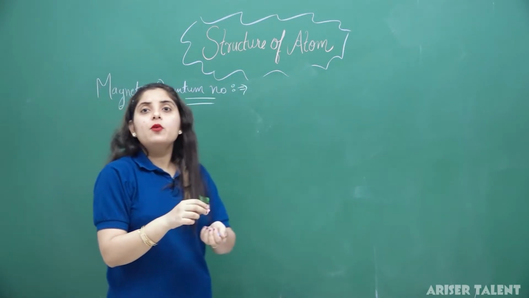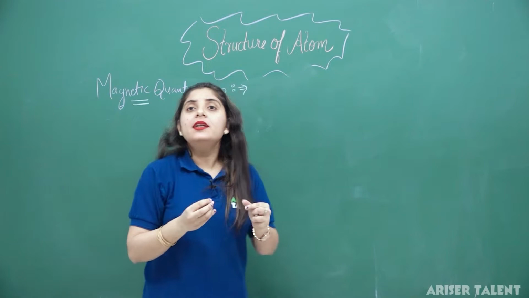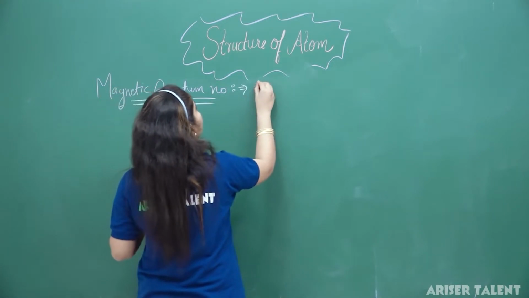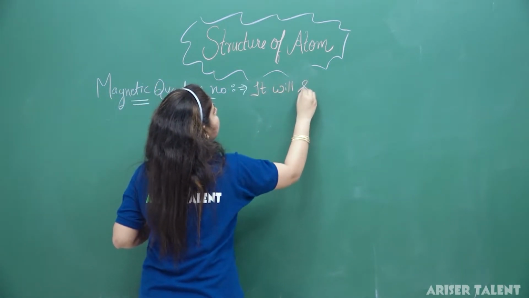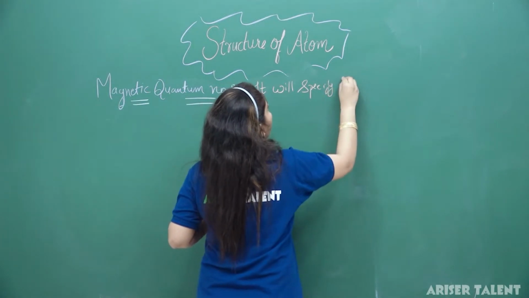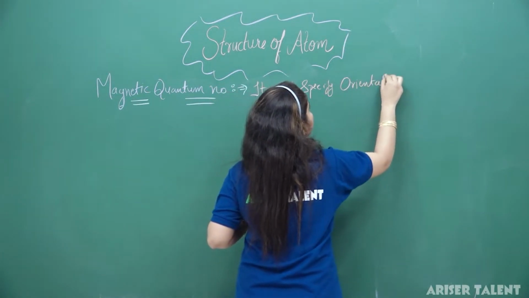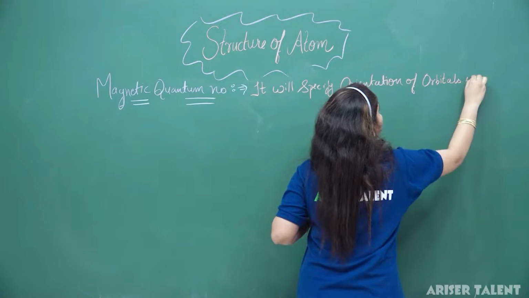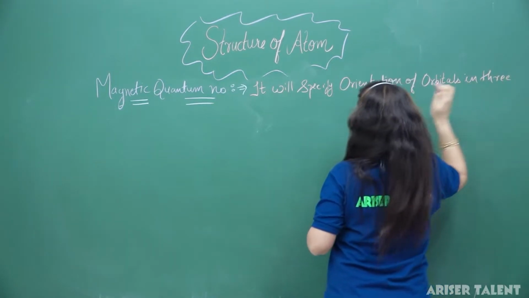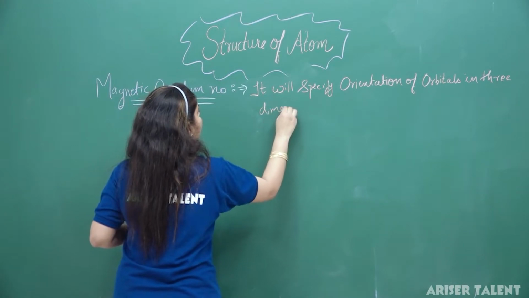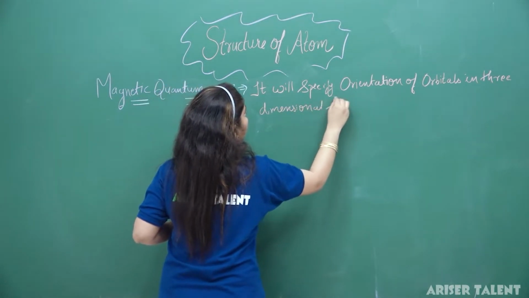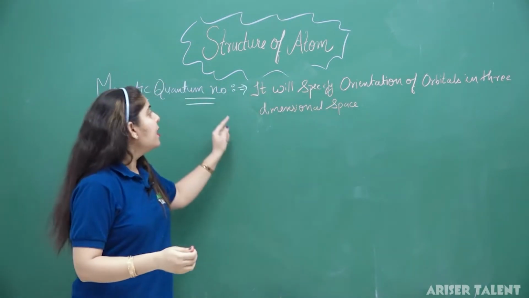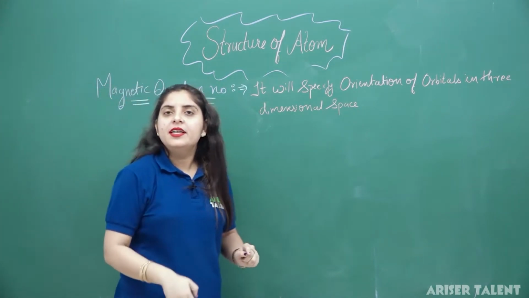So the magnetic quantum number will tell us about the direction or orientation of an orbital in three-dimensional space. So the magnetic quantum number will specify the particular orientation of an orbital in three-dimensional space.